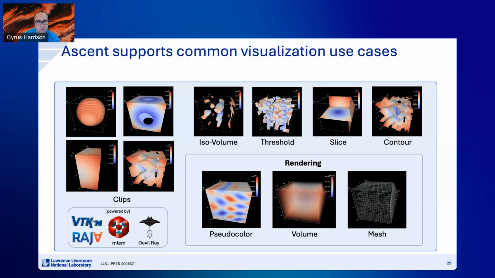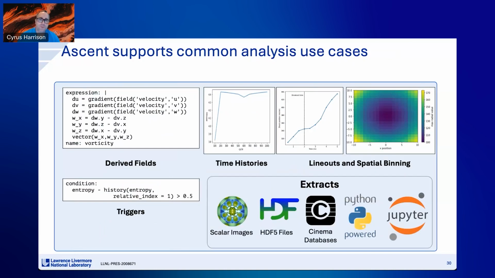We leverage MFEM for high order meshes, and also a custom ray tracer for high order meshes called Devil Ray. So in addition to some of the rendering stuff, we also have analysis features, right? So the ability to create derived fields. That's the ability to, on the fly, compute new fields from existing ones. Very important things like time histories, lineouts, binning.